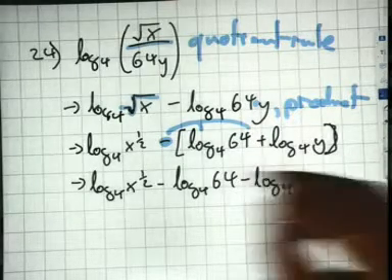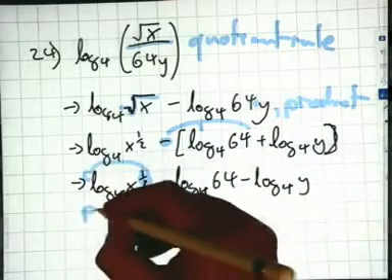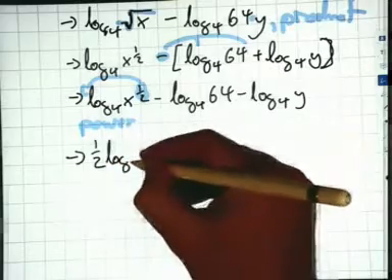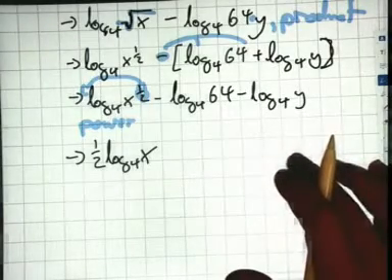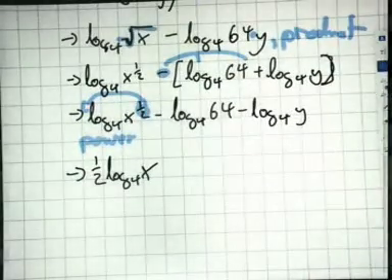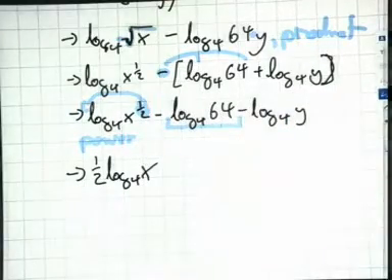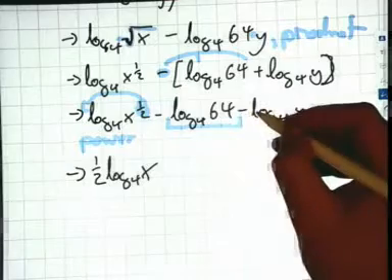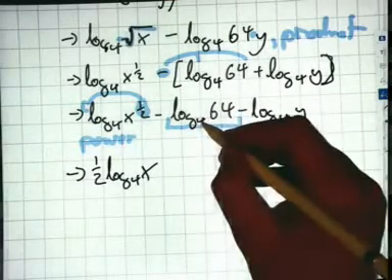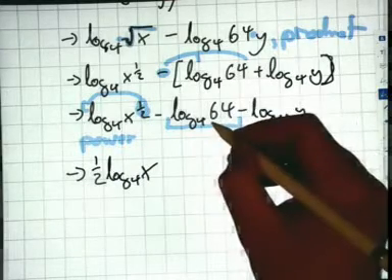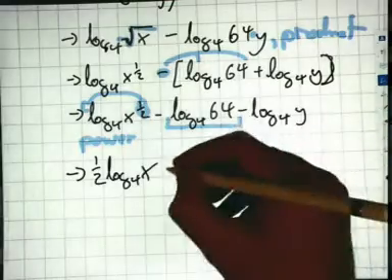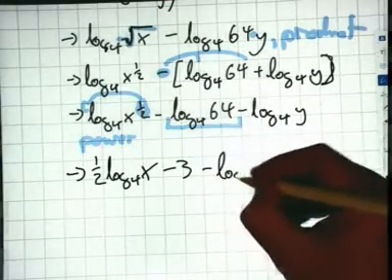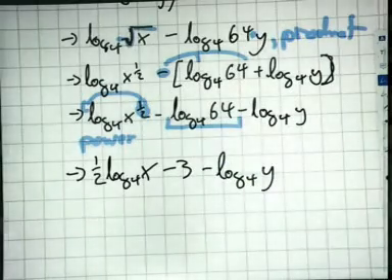So final things that we can do, we can use the power rule to bring that 1 half out in front as a coefficient. And this is where in the instructions it says, where possible, evaluate each logarithmic expression without using a calculator. This can be evaluated, because what this is asking is, 4 to what power is 64? It's asking for the power of the base to get you to 64. And what do you have to raise 4 to get 64? The answer is 3. And there is our final answer.